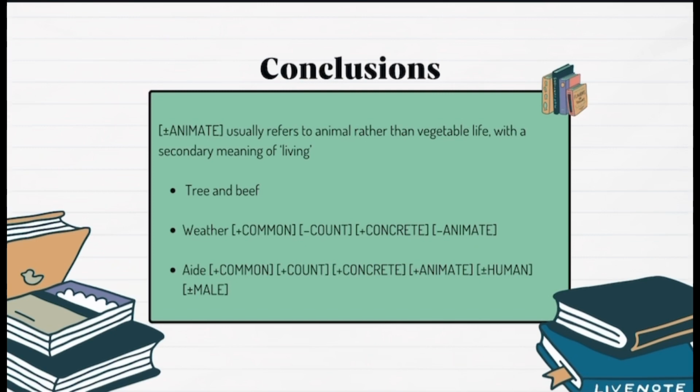Thus, for example, tree and beef should be analyzed as negative animate, the first not being animal life and the second not being living. And for example, weather is common, negative count, and concentrate, and also not animate. A man is common, count, concentrate, animate, human, and male.